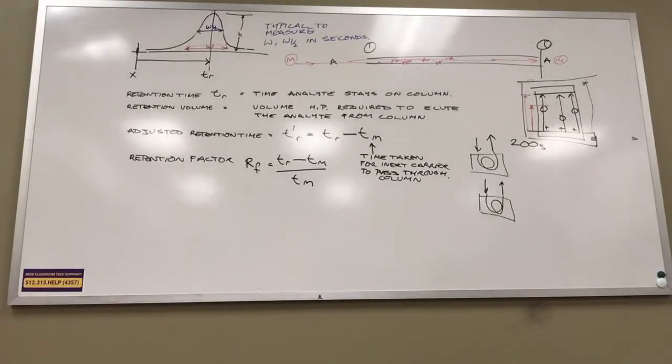In TLC, our retention factors are all less than 1.0. In GC, they're going to be more. The numbers come out to be different. It's the same concept, but they come out to be different.